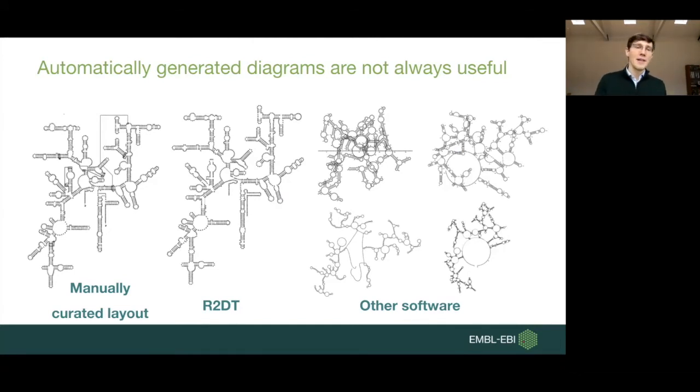So here's a manually curated layout. We want to take a sequence and make it look like that. And this is what our pipeline does. So this is the result of taking a sequence and running it through our software called R2DT. And we get the diagram like that. That's great.